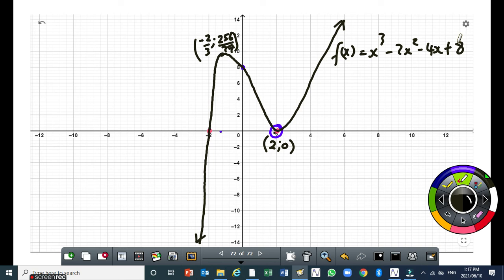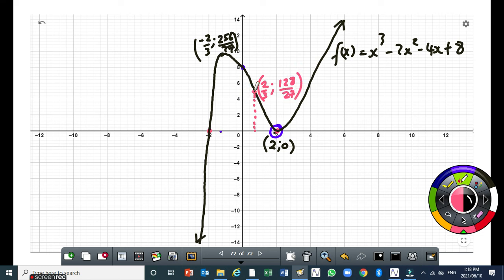What is 128 over 27? 4.8, well, maybe somewhere there, approximately, all right? This is not exact. So x is 2 over 3 and 128 over 27. Alright, so we have our point of inflection.